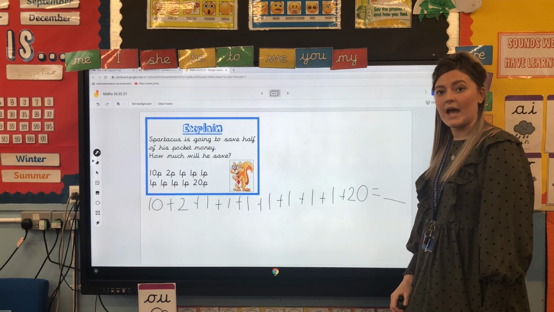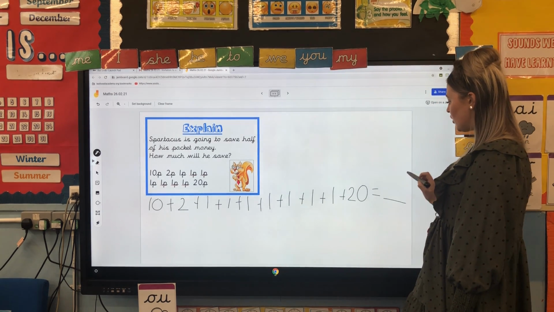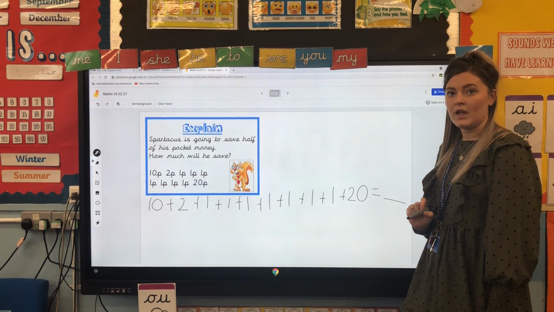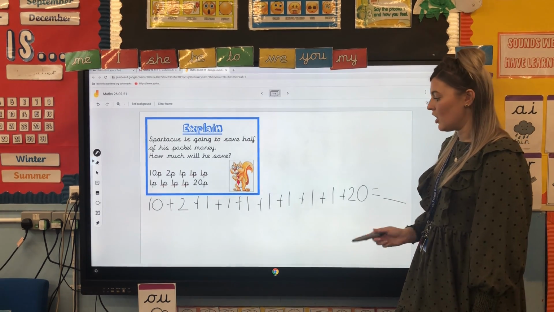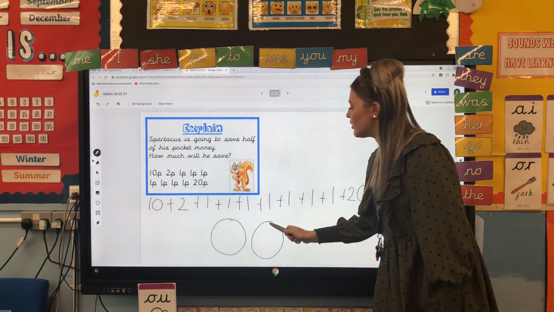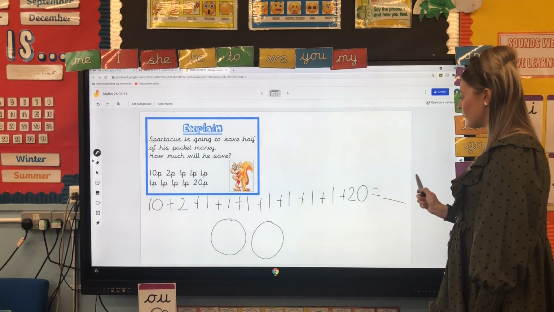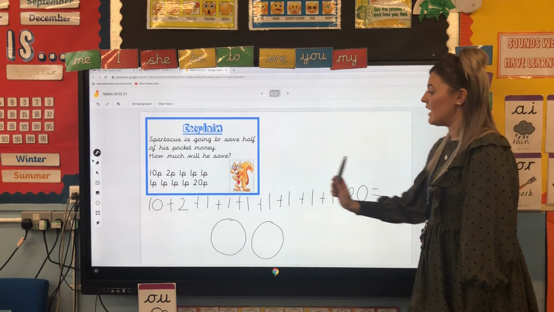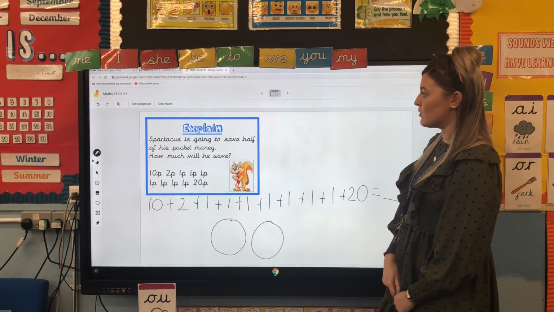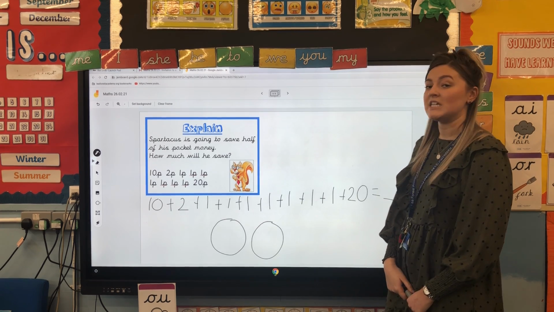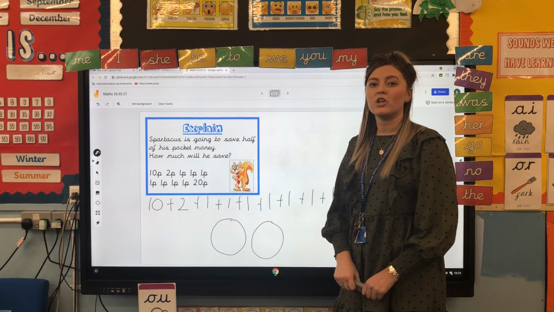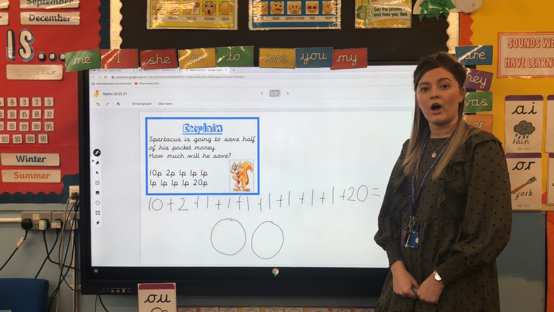Then your second step to being successful is you need to halve all of Spartacus's money. Now remember, when halving, you can share it equally into your 2 groups. So you need to halve Spartacus's pocket money into 2 equal groups and tell me how much Spartacus will save, because he only wants to save half. This is quite tricky, but ask an adult at home to help you.